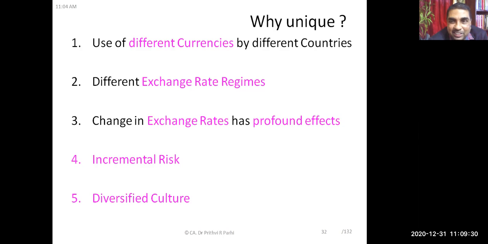Yes, sir. Business risk you are taking. In addition to that, you are taking a big risk of currency fluctuation. And each currency is behaving in a different way. Let us say you are dealing with 50 countries with 50 currencies, and the behavior of each currency is different. So they are complex.